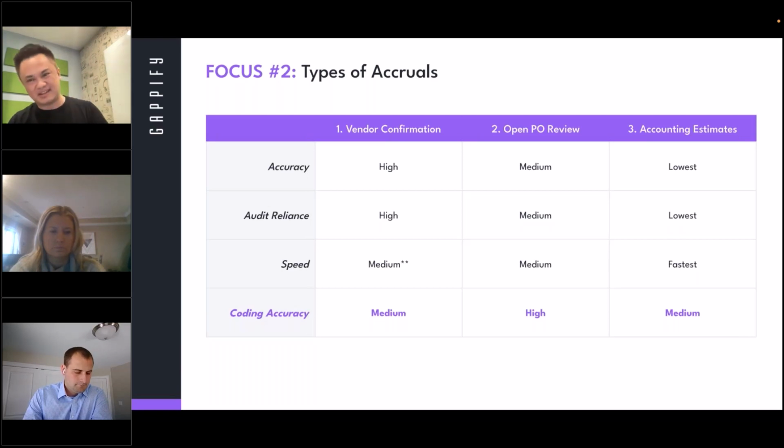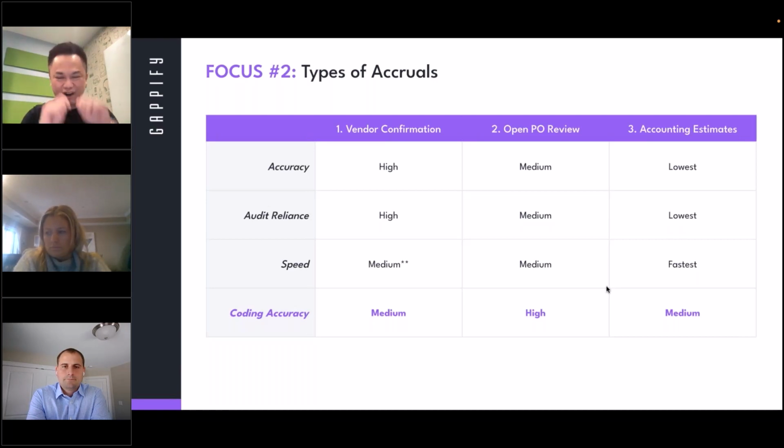Coding accuracy, I think this is also quite straightforward, so I'll just quickly talk through this. Vendor confirmation, if you're doing business with the vendors regularly, I would call it medium because of that. Really the call out here is the open PO review. Open PO review is amazing for coding accuracy purposes because coding's already provided for you. And in a lot of cases, if you have your POs approved by FP&A, the volume of reclasses and coding adjustments post JE obviously go down quite a bit.